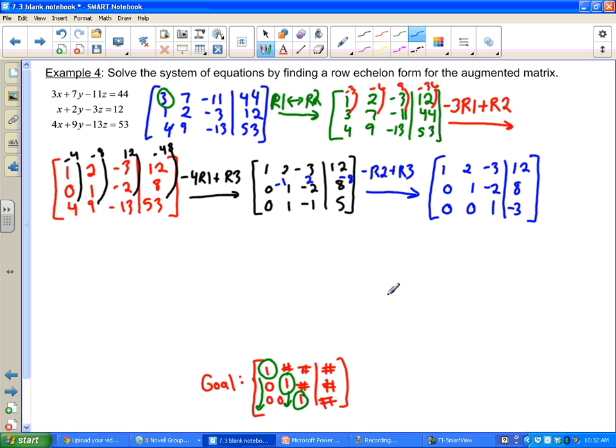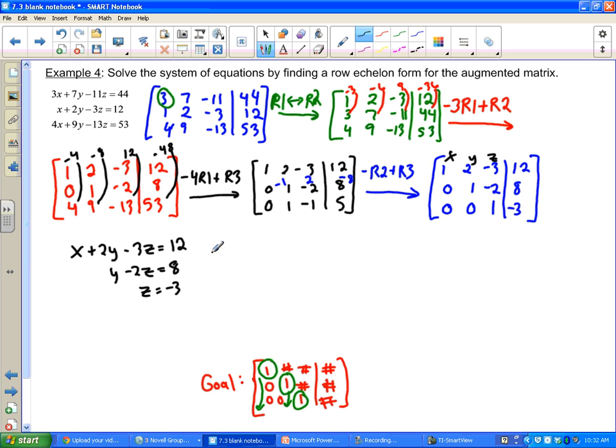Our third column we actually are done with as well because it already has a 1 there. So we would write this now as a system of equations. Again, x plus 2y, and we're just putting our x's, y's, and z's back in. Minus 3z equals 12. y minus 2z equals 8, and z equals -3.